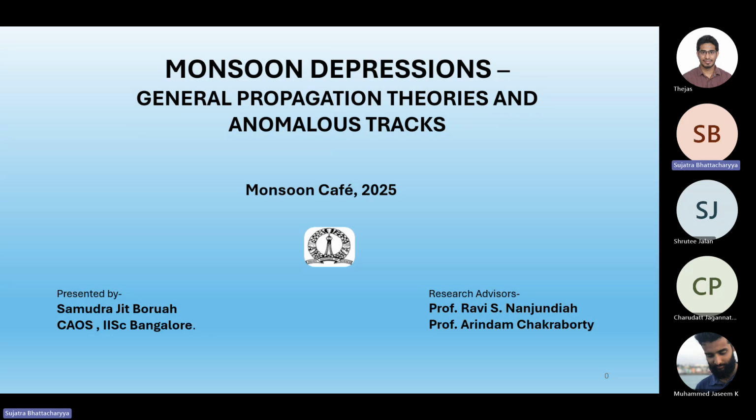So today I'll be talking about monsoon depressions with special focus on some general propagation theories that have been given over time. And in the later part, we're going to talk about the anomalous tracks and what those anomalous tracks are and how they are different from a typical propagation that we mostly see for a monsoon depression.